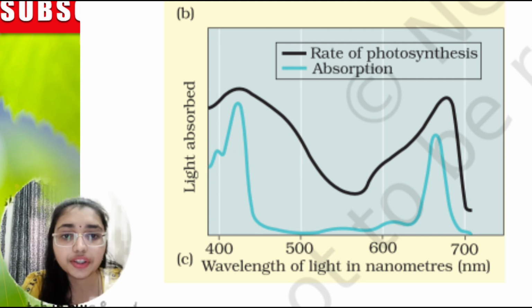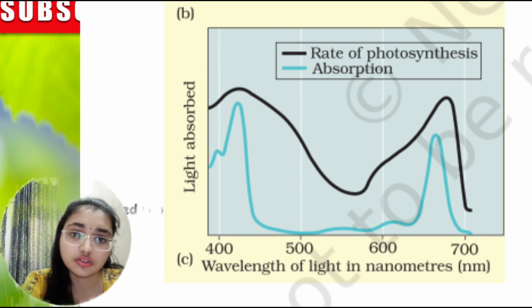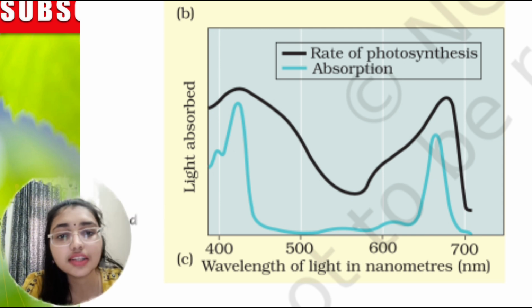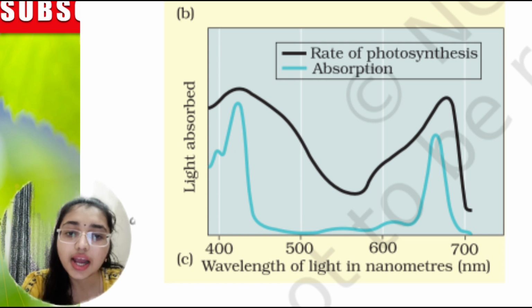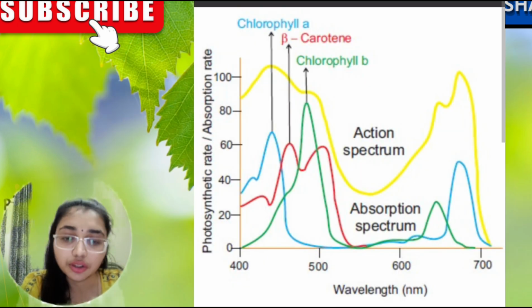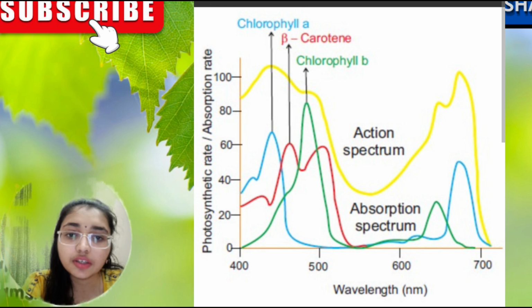What is the combined graph? The absorption plus the action spectrum, the light absorbed by the chlorophyll A and the rate of photosynthesis. The combined graph compares the light absorbed by the chlorophyll A and the rate of photosynthesis. What we observe is a peak in both graphs that matches in the blue and red region, but not 100% overlap. So what is important here? Chlorophyll A is the chief pigment, but other pigments are also contributors.